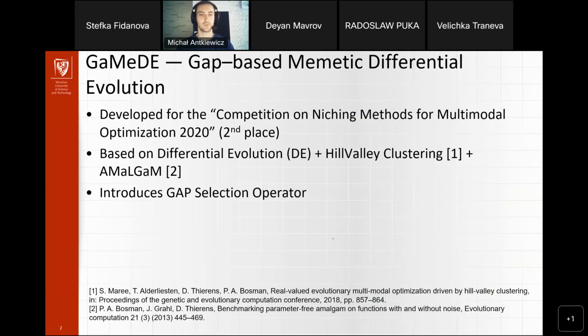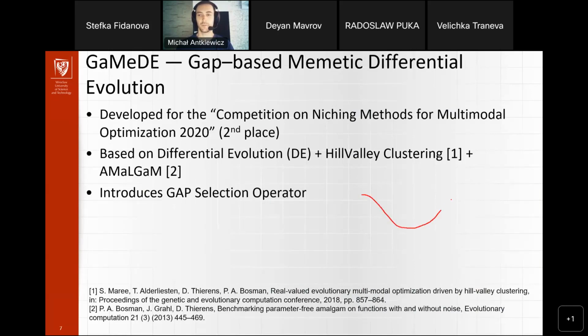The backbone of this algorithm was differential evolution, so the standard method of creating a new population in continuous space optimization, but it also used the hill valley clustering, which is getting more attention in the last few years. So hill valley clustering is a very simple idea, yet efficient. It uses the hill valley test.